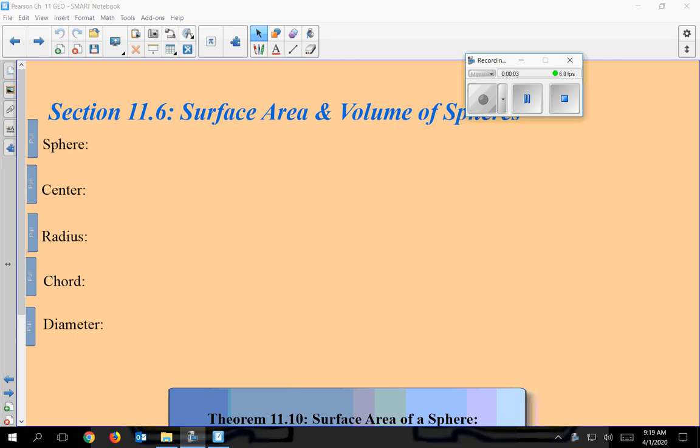Okay, everybody, this is chapter 11, section 6. This deals with the surface area and volume of a sphere. So that would be a ball. Okay, there are a bunch of definitions here. So I'll pull them up, and then if you want to hit pause, you can read those and write those down. So give yourself a little bit of time on these, okay?